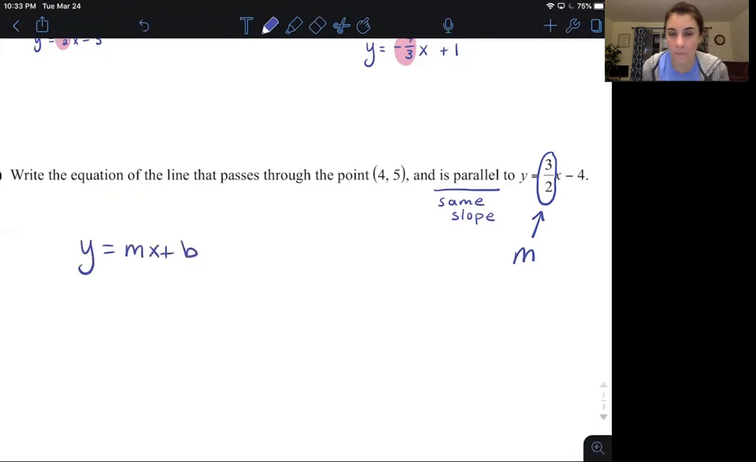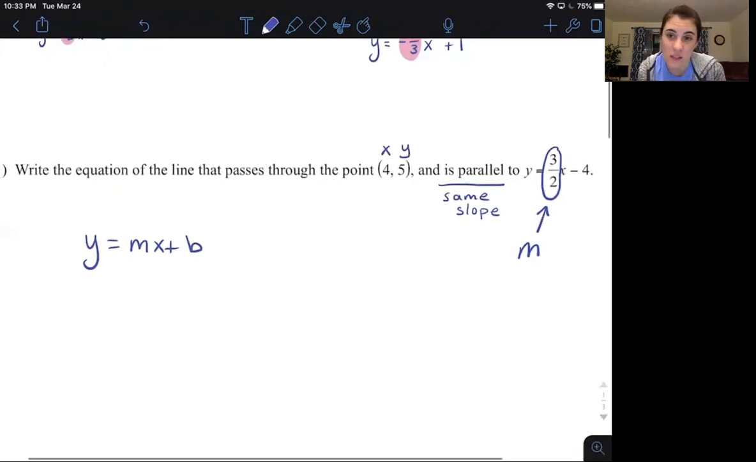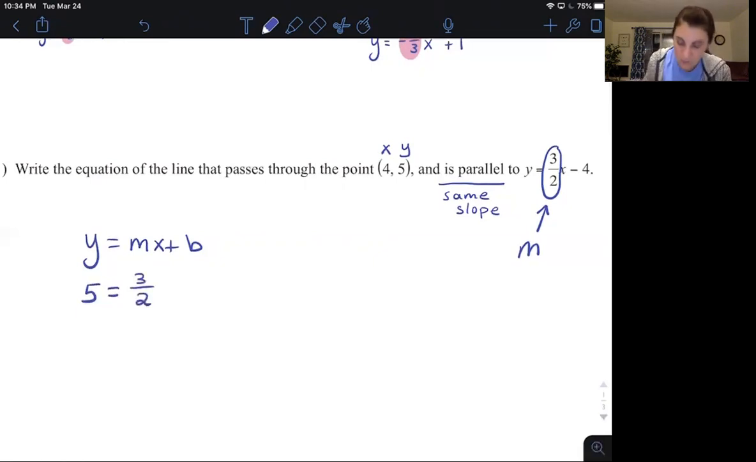And then the point, we're going to use that as the x and the y the same way that we've done before, and we're going to solve for b the same way that we've done before. So I'm going to plug in the 5 for the y, and then I'm going to plug in the fraction 3/2 for m, and then I'll plug the 4 in for x. So this is times 4 plus b.